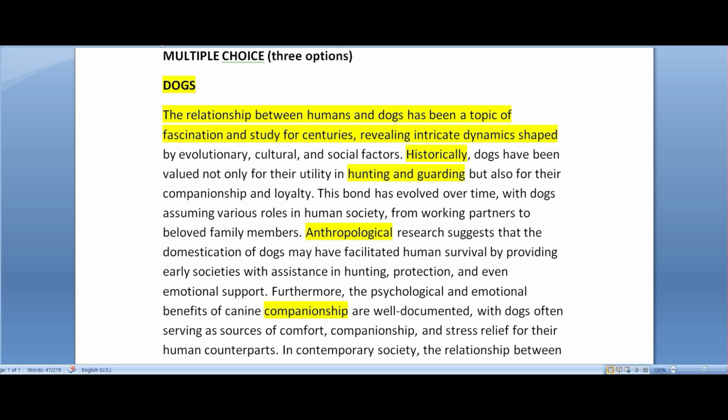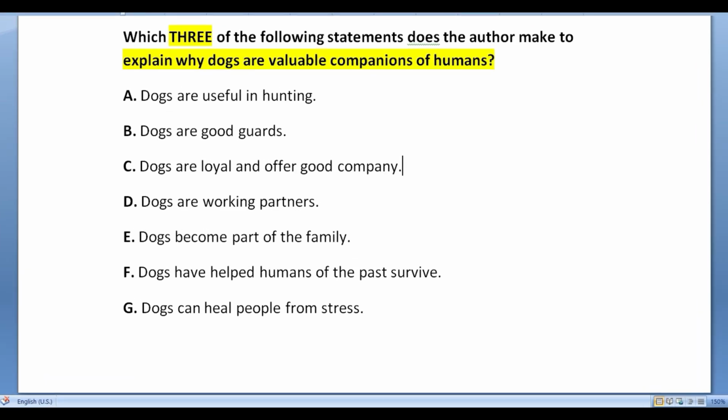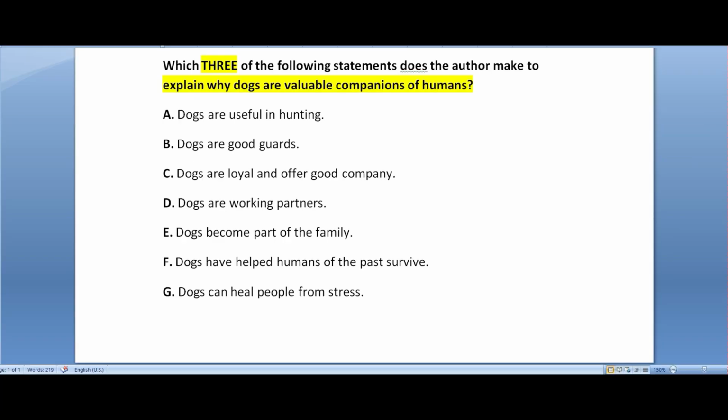As a matter of fact, let's check this out now. Let's go to the options and check the paraphrasing a little bit. This is not something that you're going to do in detail. This is something that you will be trained to do with a lot of practice tests, and I'm showing you the way right now. So let's go to the first option. Dogs are useful in hunting. Here it is.